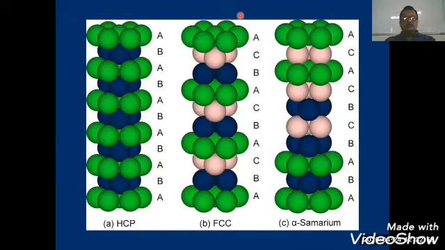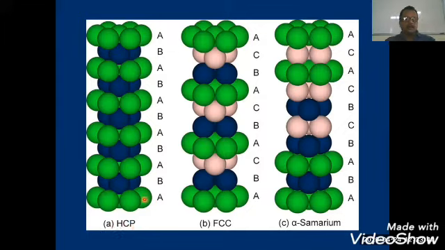Now look at this arrangement. You can clearly see from here. Here again, this is the first layer. The second layer is sitting in the holes of the first layer. Then this is the third layer. Here what you observe is that the atoms of the third layer are not above the atoms of the first layer.